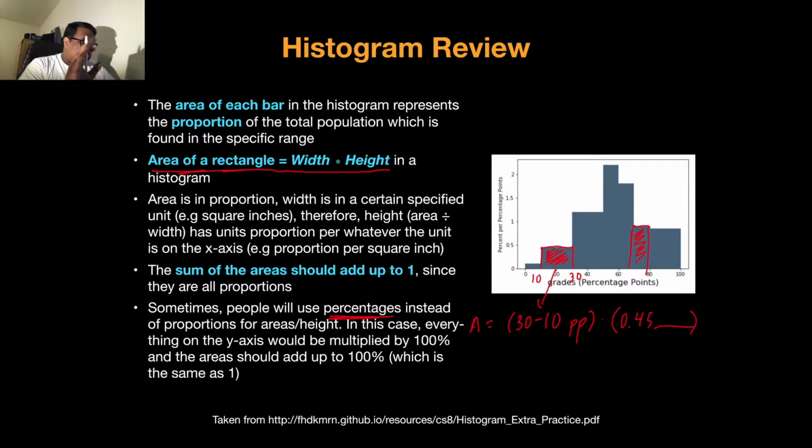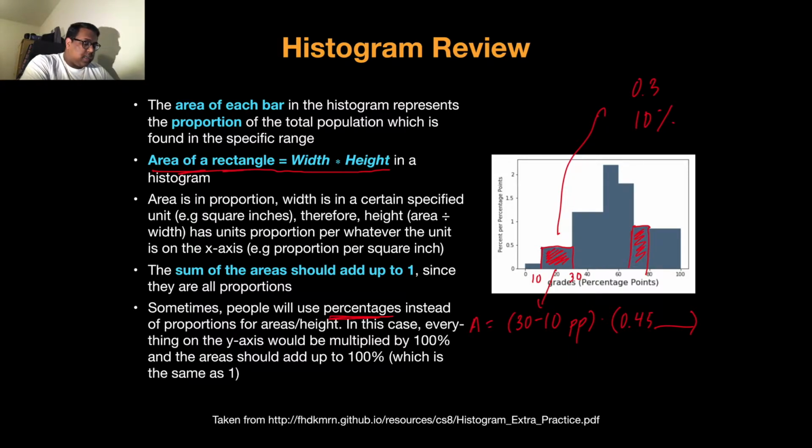But the heights don't have units attached to them. Or sorry, take that back. The areas don't have units attached to them. For example, we want the area of this bar to be something like 0.3 or 10% or something like that. Those have no units attached to them. They're just numbers, which tell you the fraction of values that fall inside the range, 10 to 30.